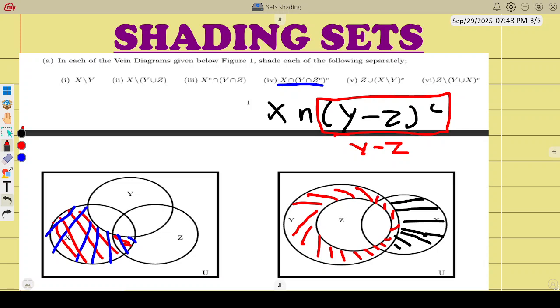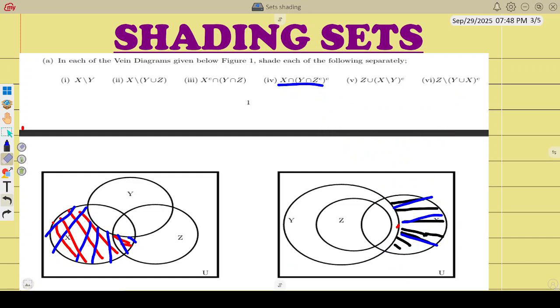And then complement simply means we're going to shade outside of this. So this is the complement. Then the intersection is in here, meaning this is where your final answer is. Remember, shading just takes practice. The more you practice, the better you get.